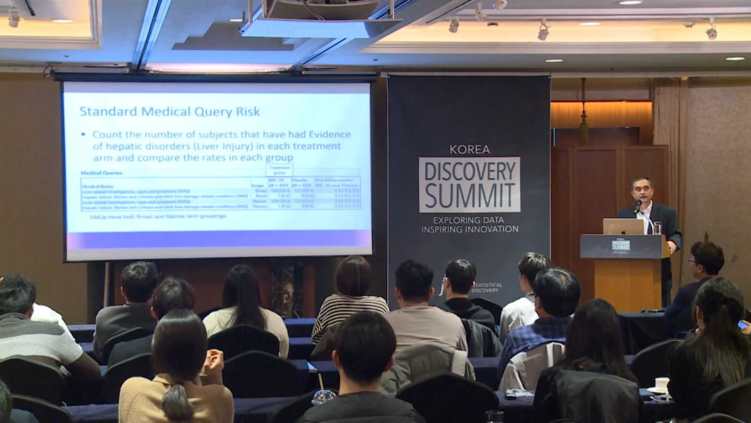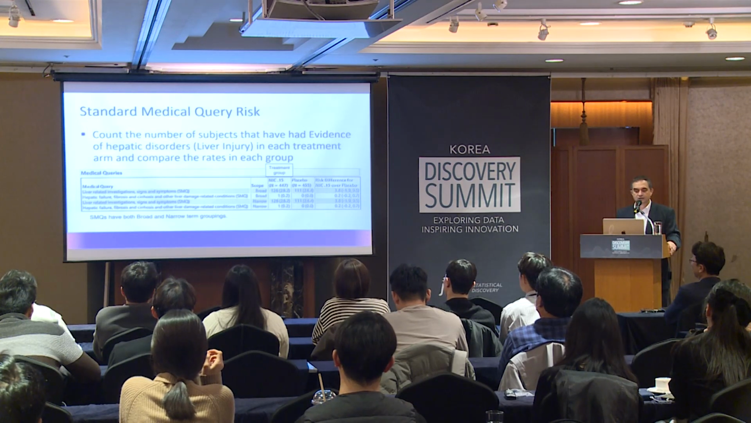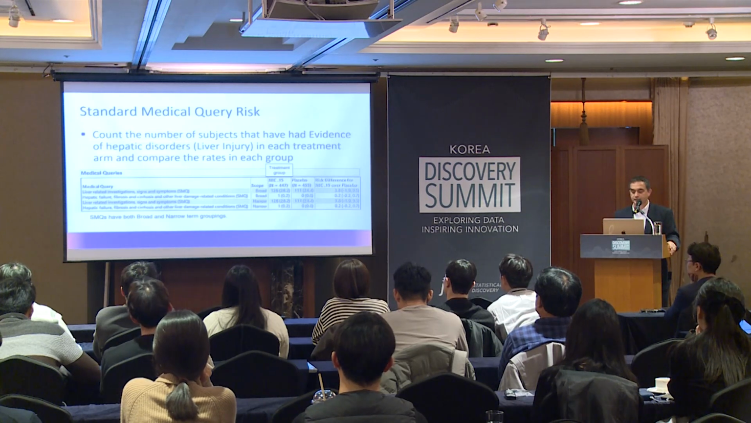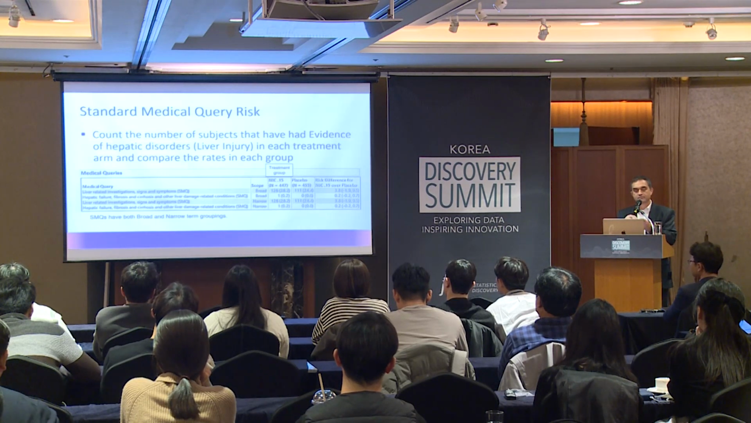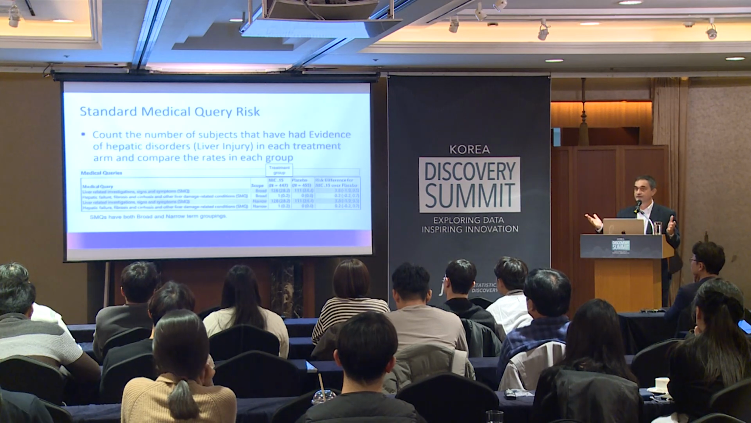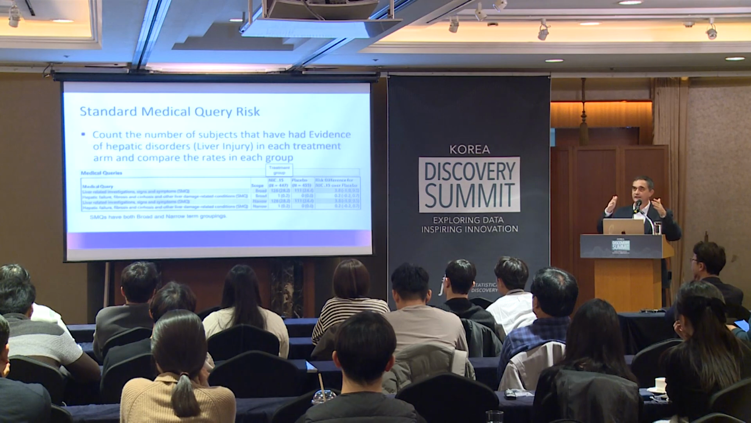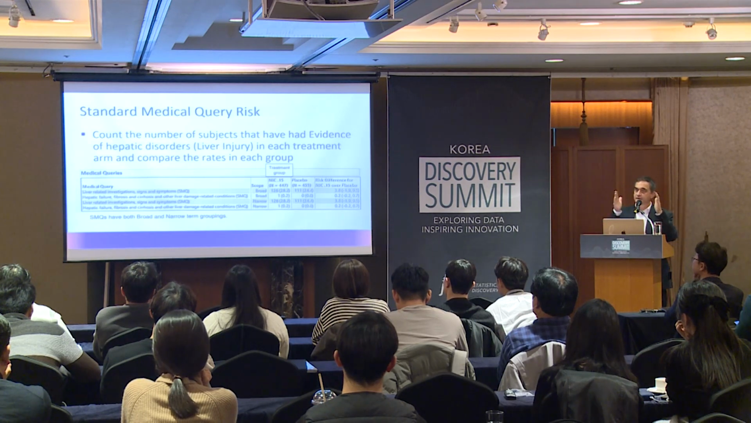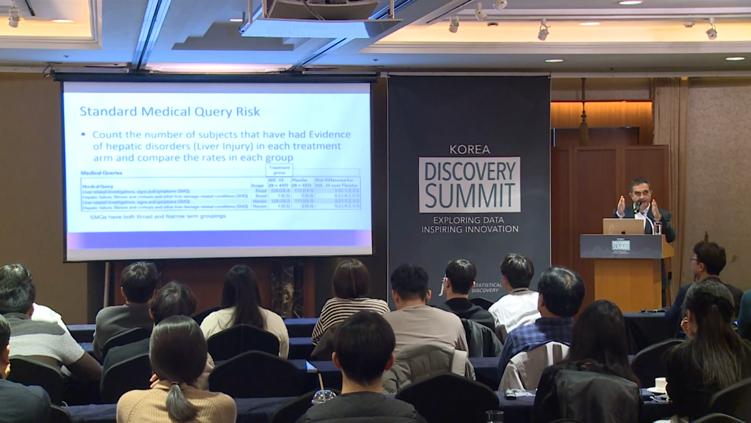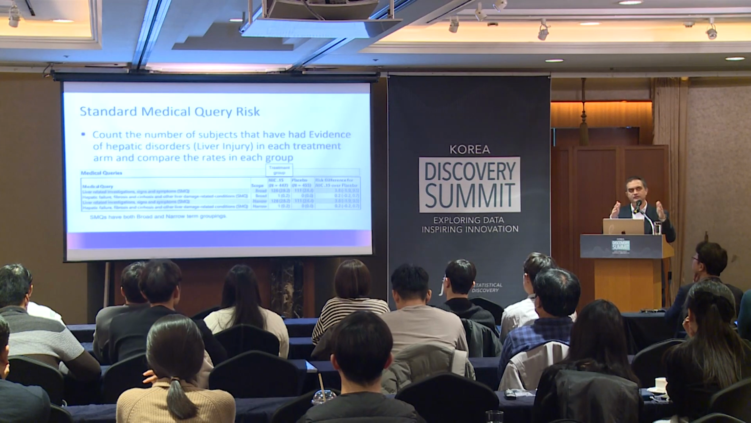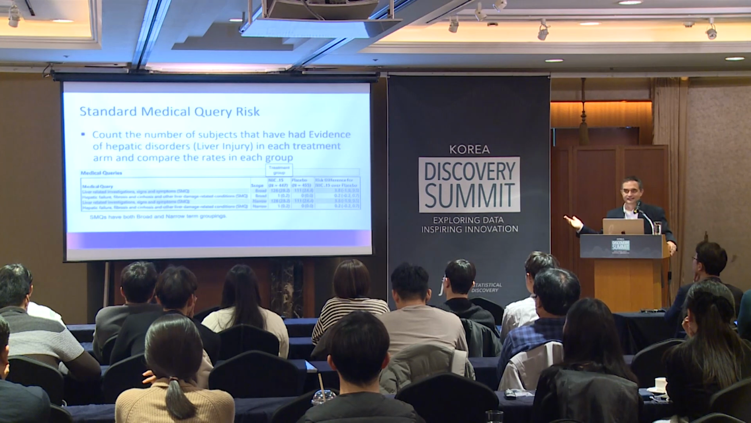So here's an example of a standard medical query. You might want to look for evidence that someone is having liver injury. Okay, so hepatic issues or liver injury. And this medical query is actually a collection of many different types of adverse events into one group. And there's actually two levels of this query. One is called a narrow query, where you're just looking at very focused, narrow terms that are very strongly indicative of liver injury.